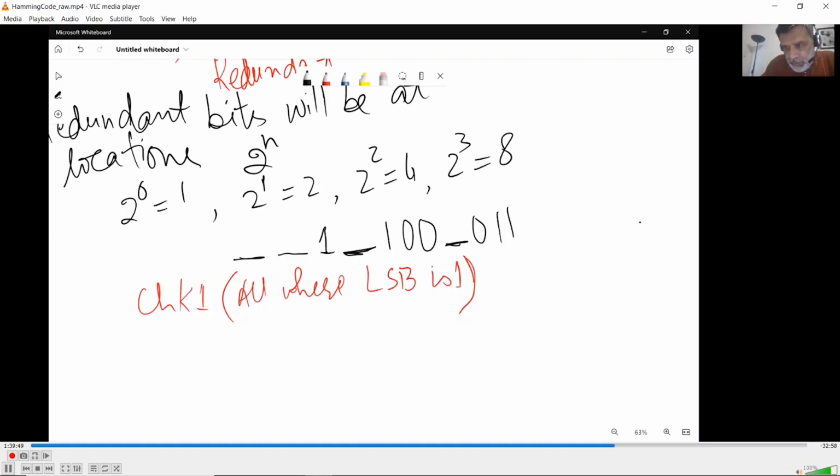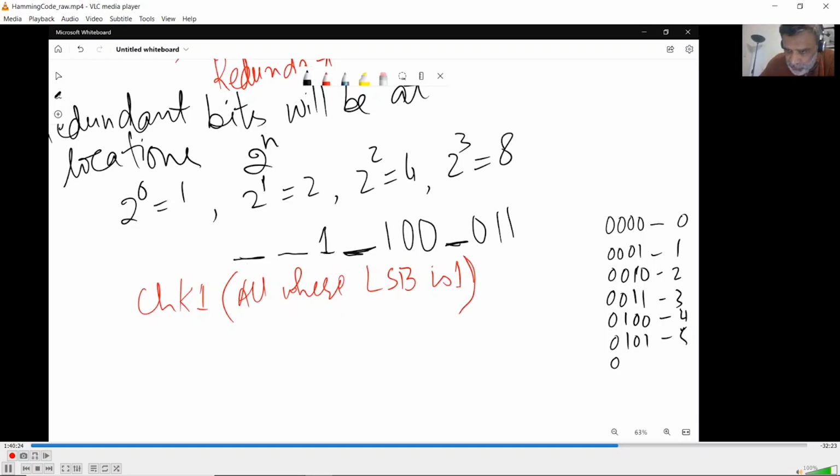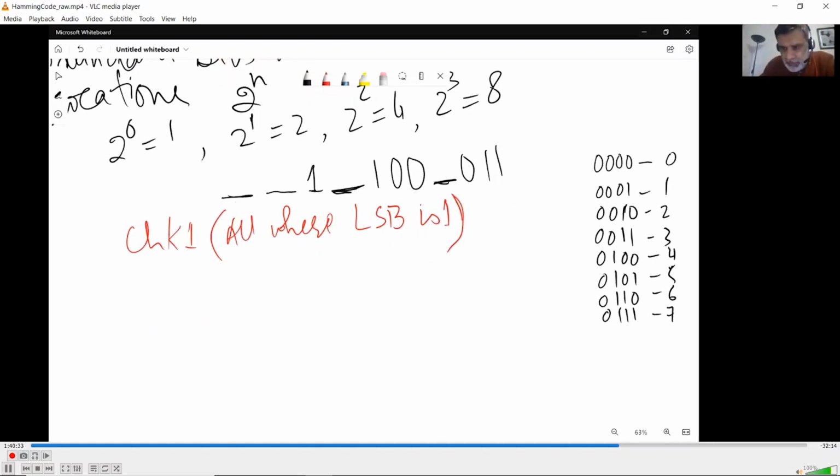Least significant bit. We know that, for example, 0, 0, 0, 0 is 0. I quickly write 0, 0, 0, 1. This is 1. 0, 0, 1, 0 is 2. This corresponds to 2. 0, 0, 1, 1 is 3. 0, 1, 0, 0 is 4. 0, 1, 0, 1 is 5. 0, 1, 1, 0 is 6. Then 7, and we say this is 8, 9, 10. I just leave it till 11. And if you see, this is where the least significant bit is 1.